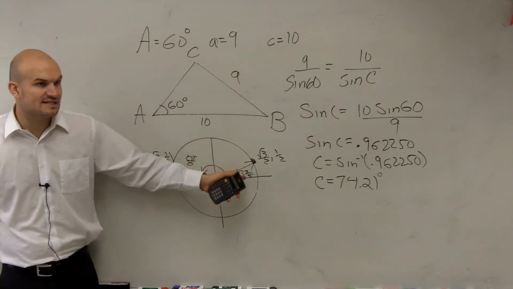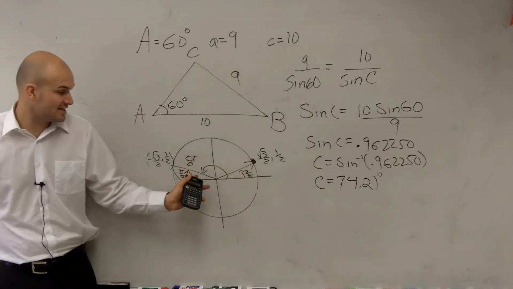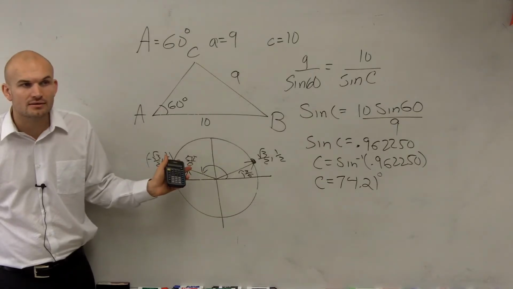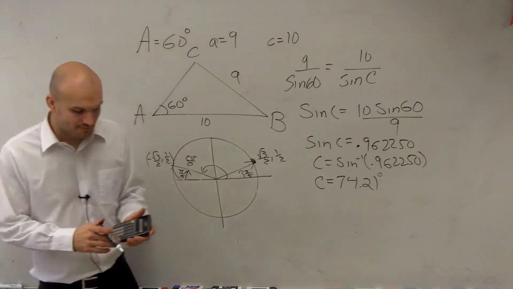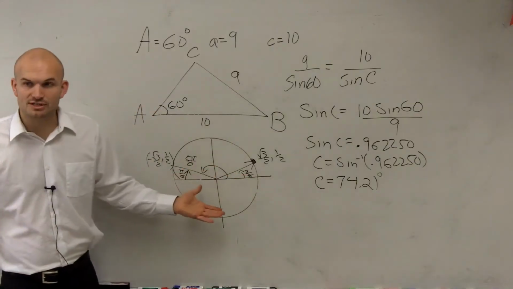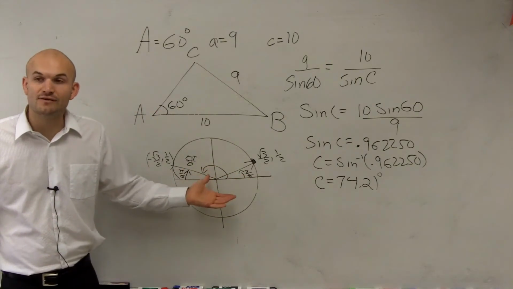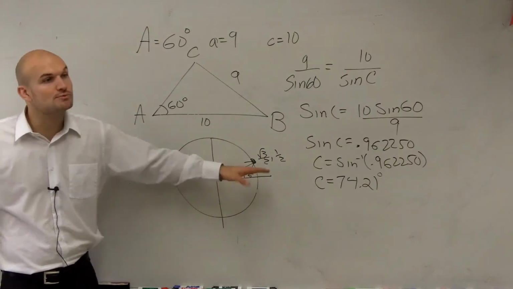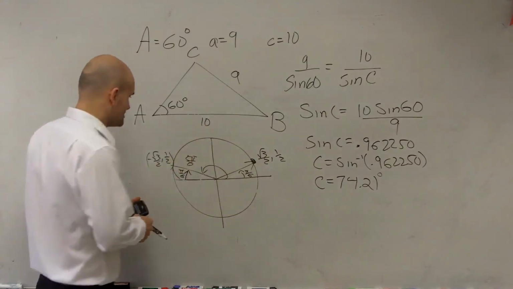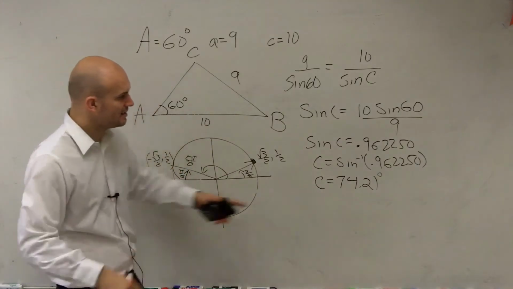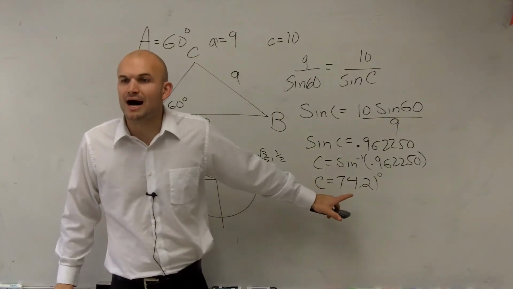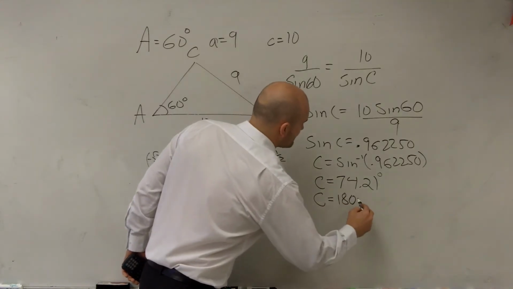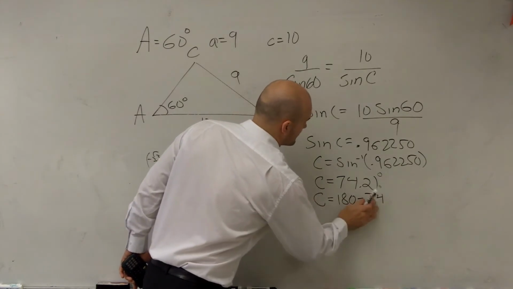Do you notice that for each of these angles, pi over 6 and 5 pi over 6, the sine is exactly the same, correct? So when you're finding the inverse of a value, for sine, you could possibly have two positive answers. So there might be two positive solutions. So let's take a look then, if this is 74 degrees, what could be a possible other solution? So to find that, I could say C equals 180 minus 74.21.